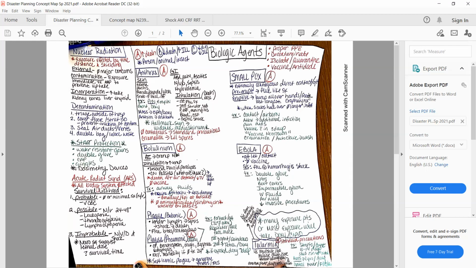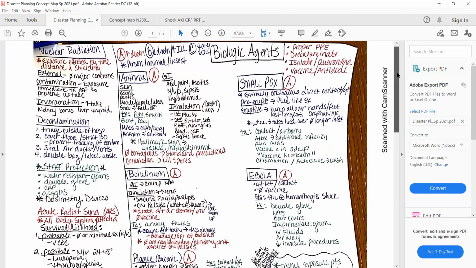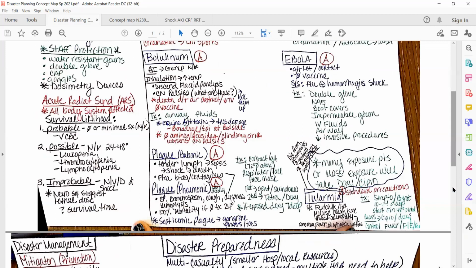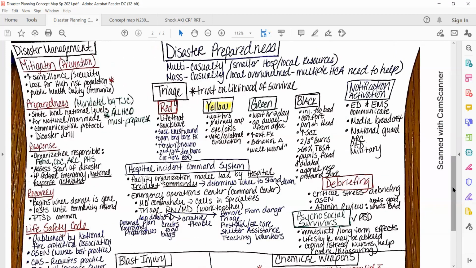Okay, so let's look at our disaster planning concept map. So these are kind of, I don't know, I must have scanned them backwards.